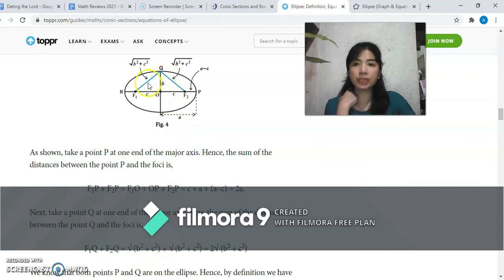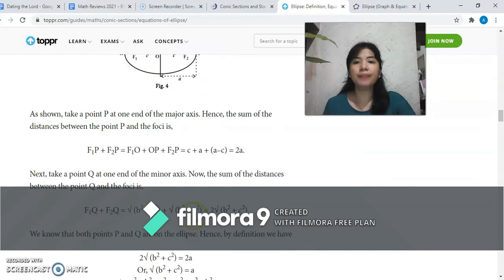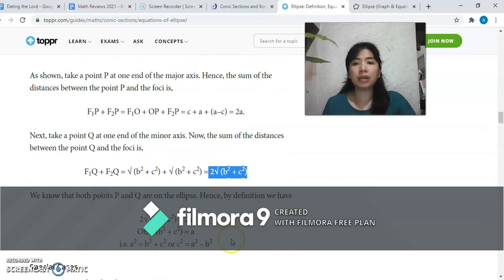So we will now be substituting the length of the hypotenuse, h, which is equal to the square root of b squared plus c squared, and that is the length of F1Q. So we will substitute. Okay, so we now have 2 square root of b squared plus c squared, and we will do the math here. Again, F1Q plus F2Q is equal to 2A. So we equate this expression to 2A and then do the math further.